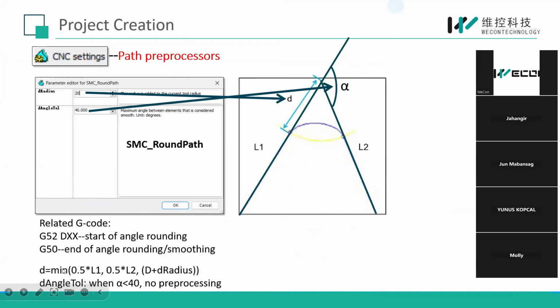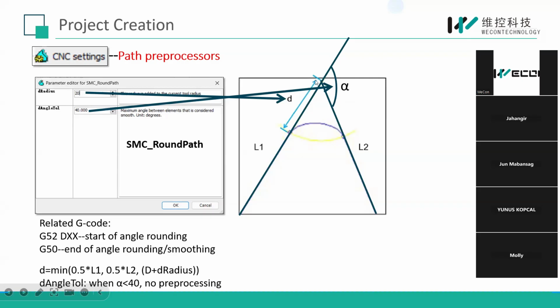This is the definition of these parameters. First, for the angle, if the angle is smaller than the setting value, here I set this as 40, it means when the angle alpha is smaller than 40, then this curve will not be preprocessed. And if this angle is bigger than 40, it will be preprocessed.